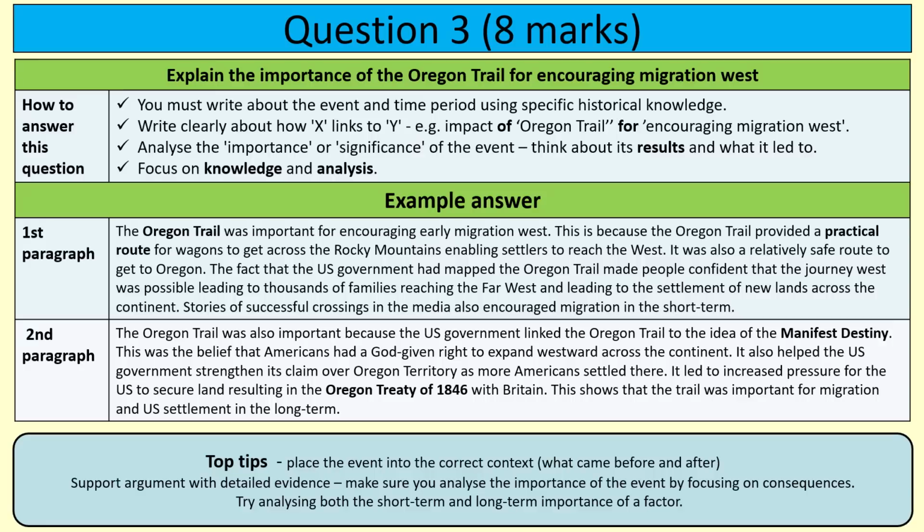So we're now going to look at question 3: explain the importance of the Oregon Trail for encouraging migration west. Now for this question, you must write about the event and time period using specific historical knowledge. Write clearly about how X links to Y, e.g. the impact of the Oregon Trail, that's X, for encouraging migration west, that's Y if you like.